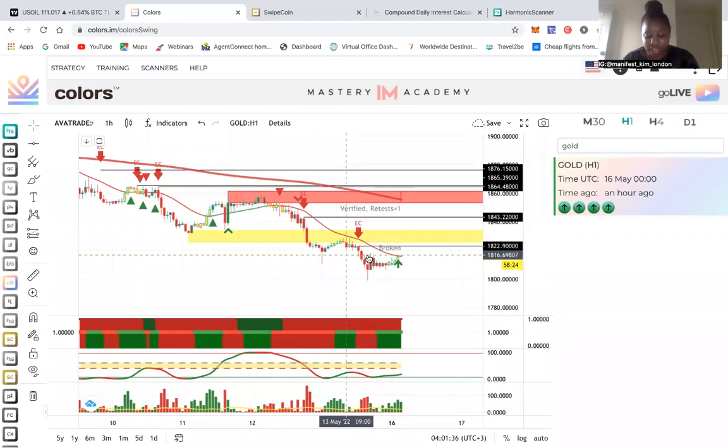So move your SL, guys. Move your SL to 18, 15, 25. 18, 15, 25, guys, underneath the previous candle. Underneath the current candle. 18, 15, 25.